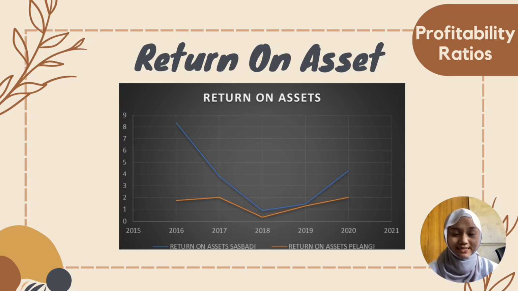Lastly, for return on asset, we can see that SASBADI has been better at turning its asset into profit than Pelangi due to the greater return on asset.